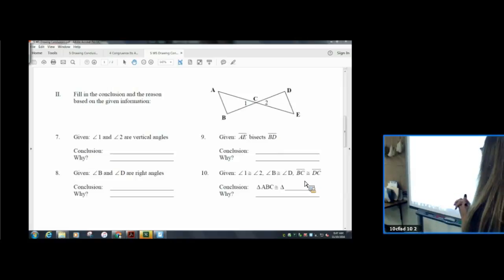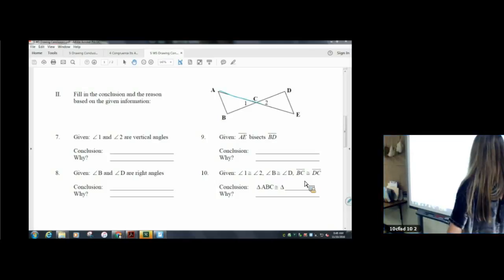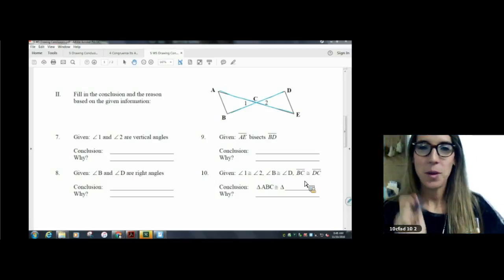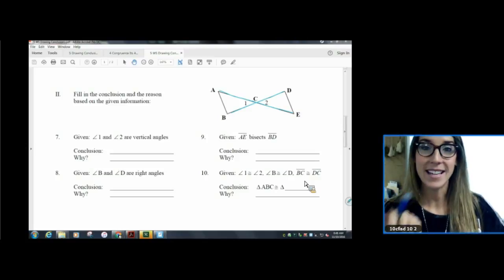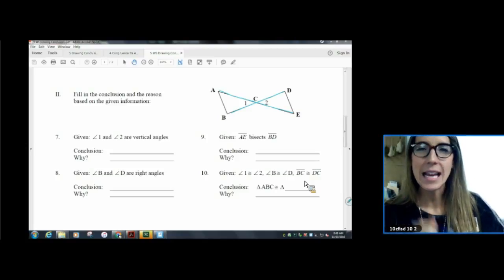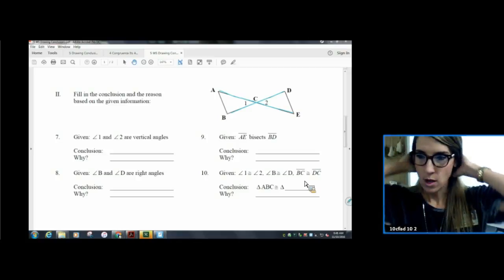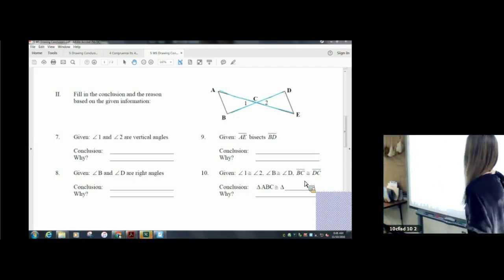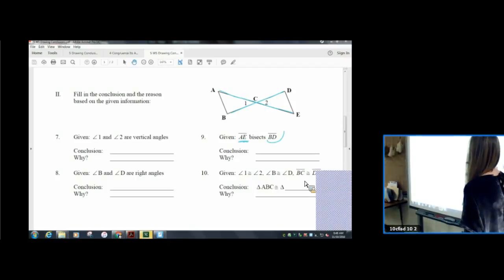So look at number 9. Given segment AE bisects segment DB. So you have to be careful. Which segment is bisecting the other? Which segment is getting bisected is what's more important. Which segment is getting bisected? This one's doing the bisecting. This one got cut in half. CD got cut in half.